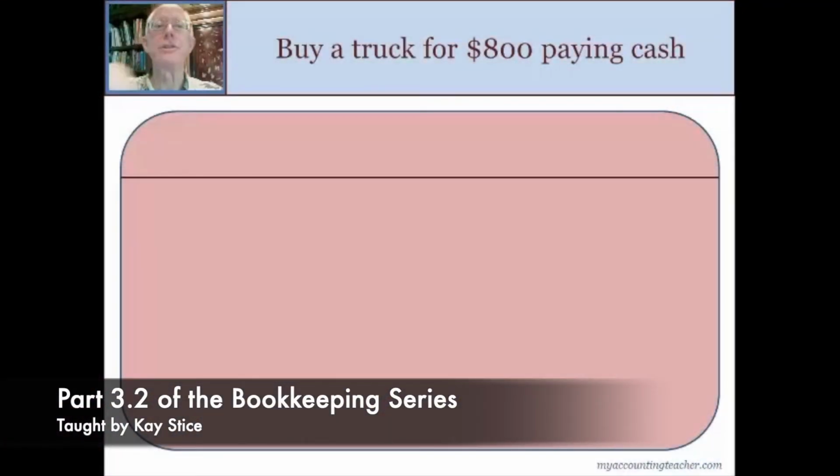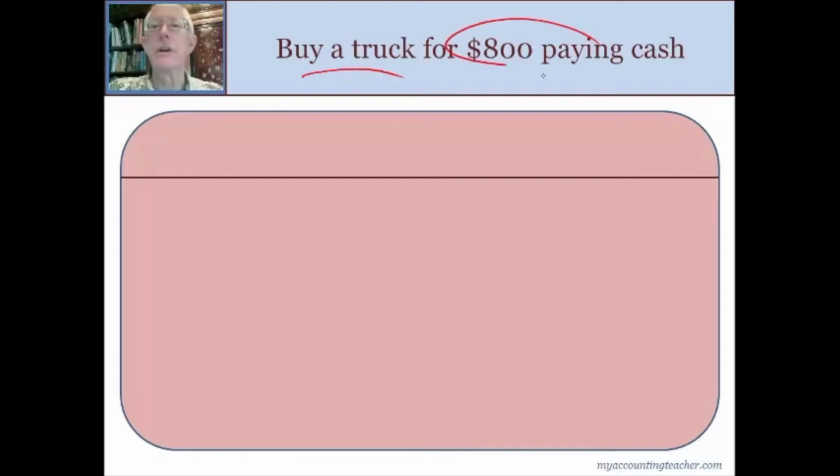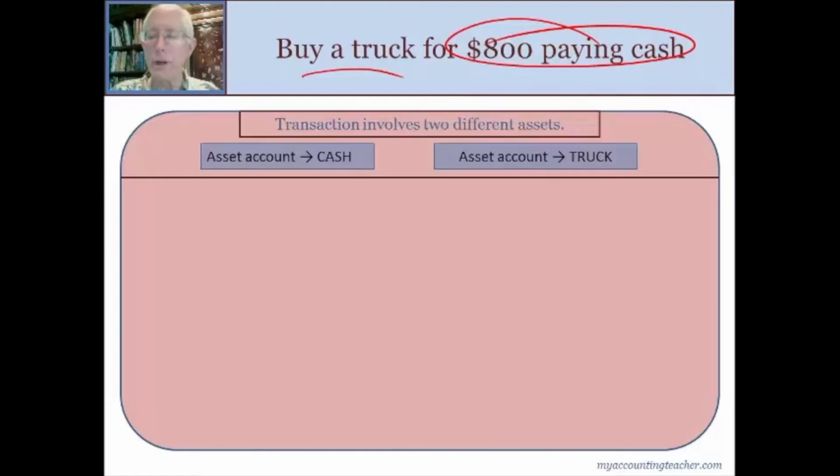All right, let's buy a truck. At least this business is going to buy a truck. $800 paying cash. What's involved? Again, I always look for the cash. Yeah, there's some cash involved. And what else is involved? Truck. We got cash and we got truck. So those, in this case, are the two accounts that are involved.